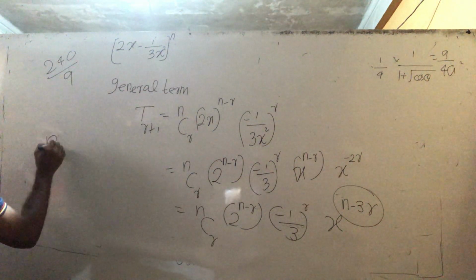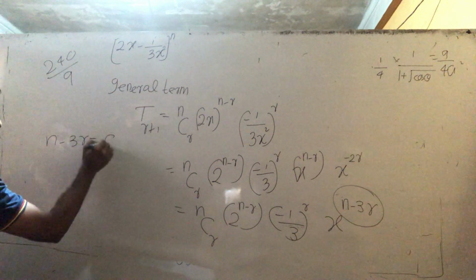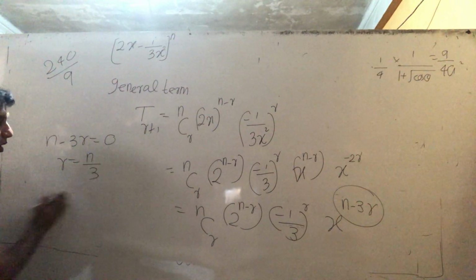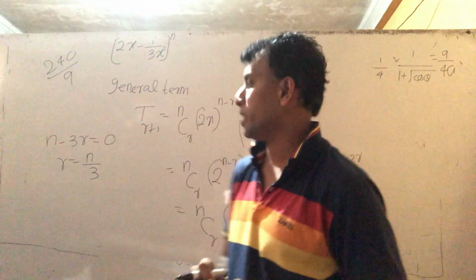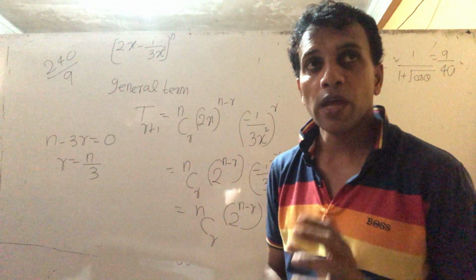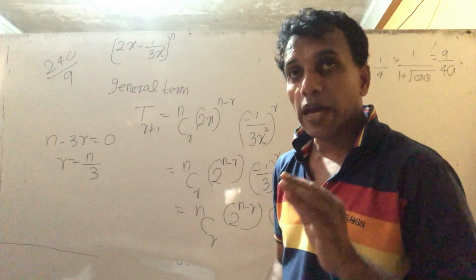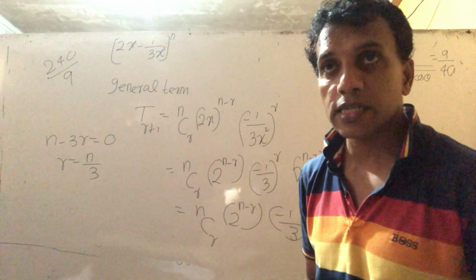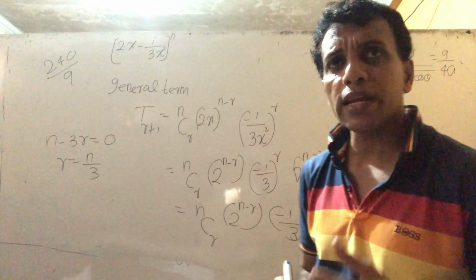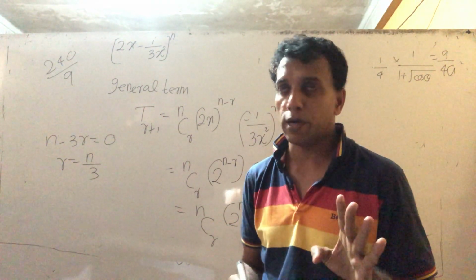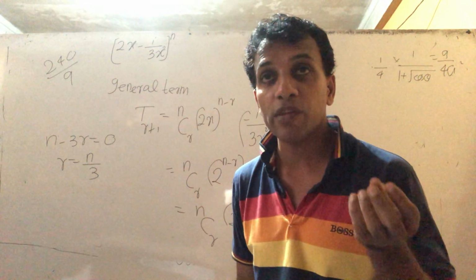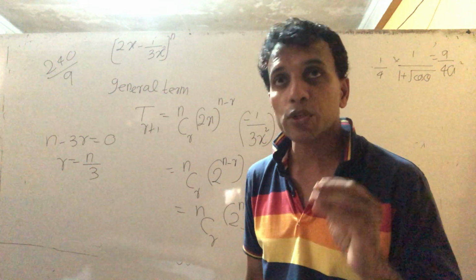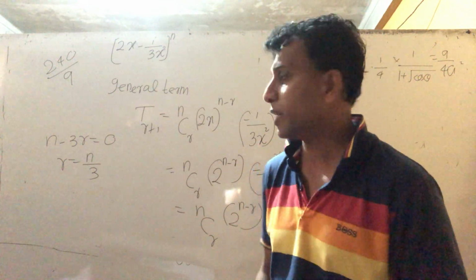So n minus 3r is 0. Therefore r equals n by 3. That means such a term is independent of x, no x value in that term, right? n is a positive number, and you can't take r as the 1.5th term, a 2/3 term, or the minus 8th term. No, r is a positive integer. n is also the same, right?